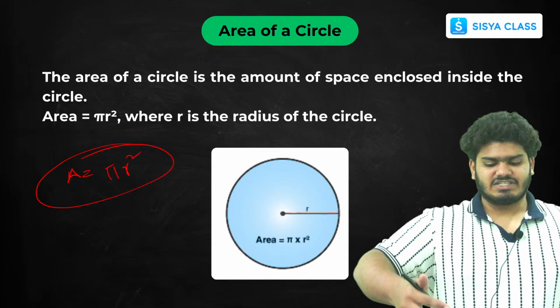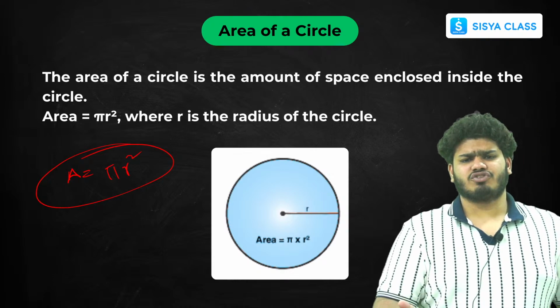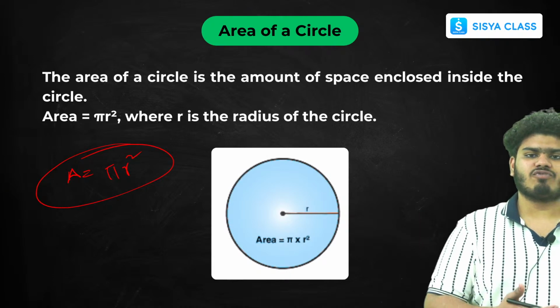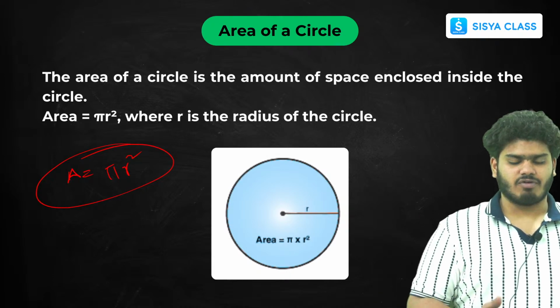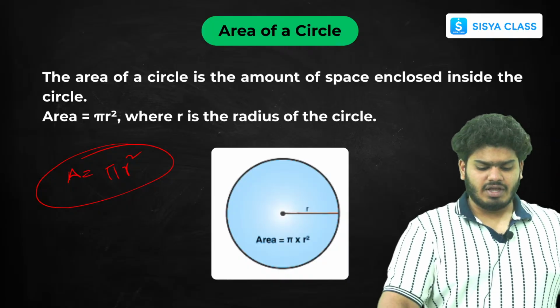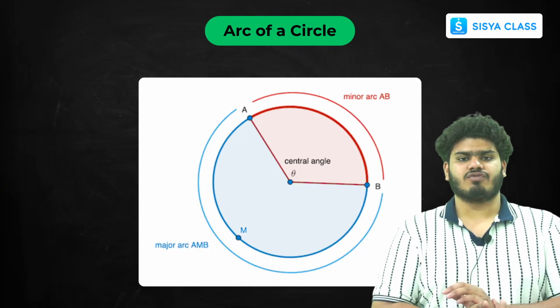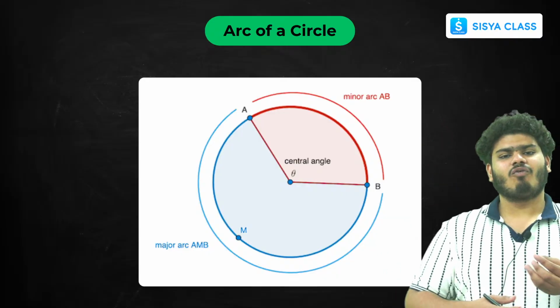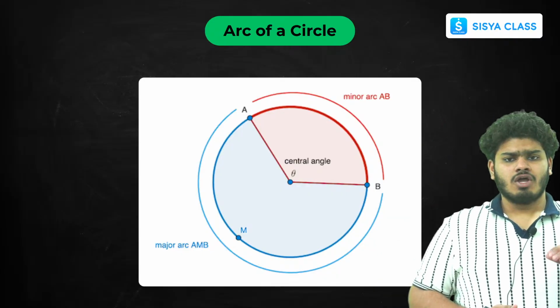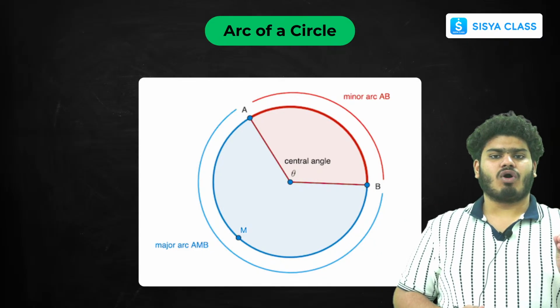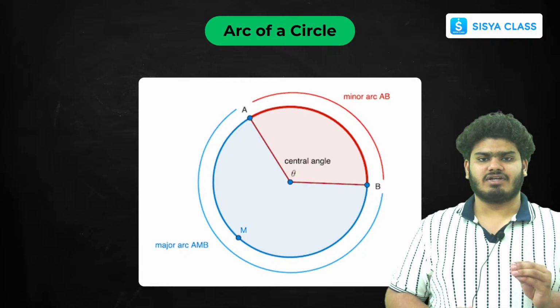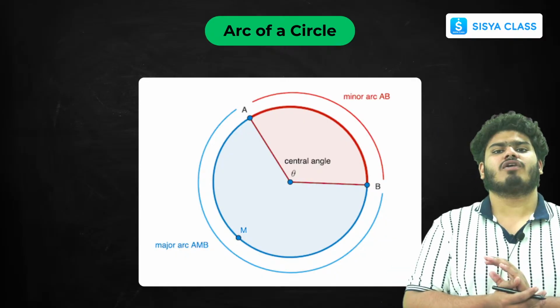This is the space enclosed by, we know the definition of area. We have already done so many types of problems on areas, right? So it will be very easy for us. If you go into the next one, it will be arc. What does it mean by arc? A part of the circumference of a circle. That's it. An arc is a part of the circumference of a circle.